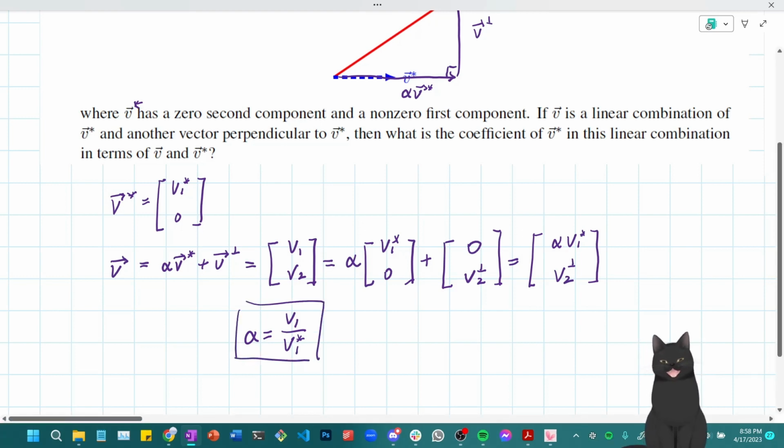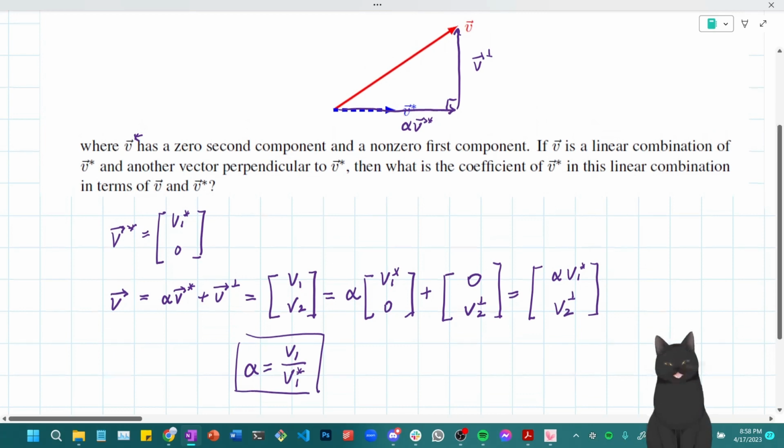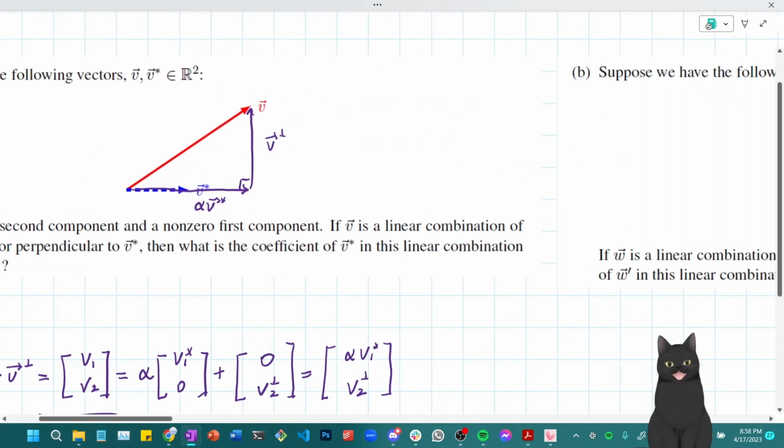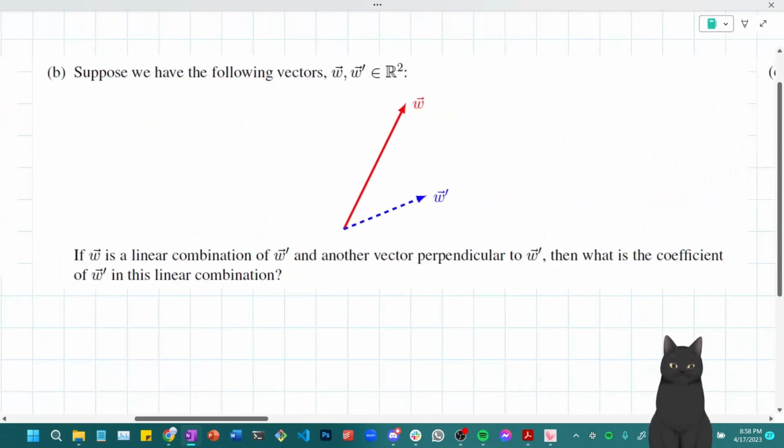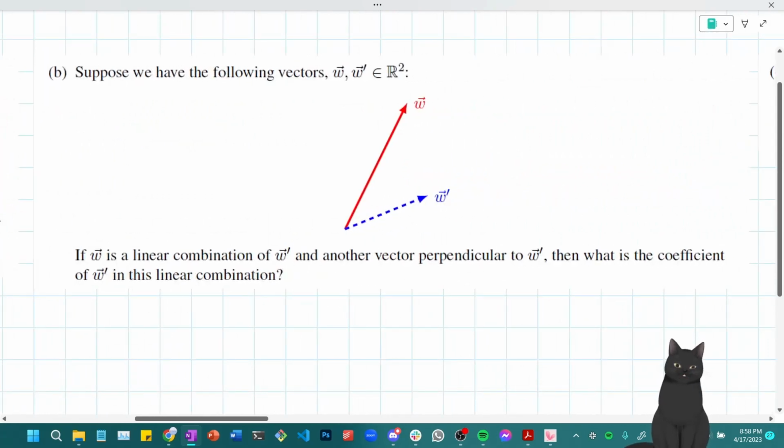But we're only solving for the case where v star is on the x-axis. What if v star is not on the x-axis? So that's going to be what we're going to deal with in the second part of the question. Suppose we have the following vectors w, w prime, where once again none of them are lying on the coordinate axis. If w is the linear combination of w prime and another vector perpendicular to w prime, what is the coefficient of w prime in this linear combination?